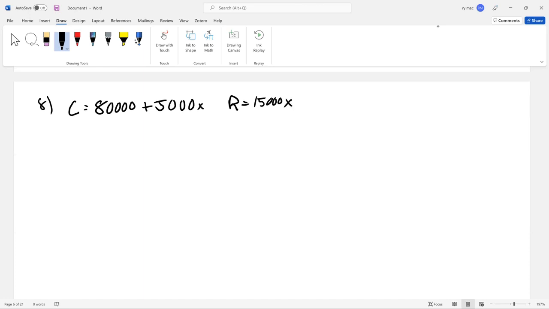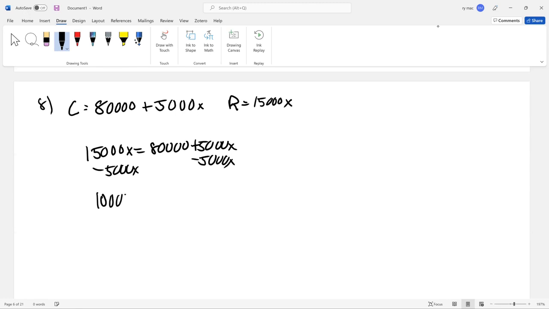So now I have to set those equal together. So I'll say 15,000x is equal to 80,000 plus 5,000x. Subtracting 5,000x on both sides, I get that 10,000x is equal to 80,000. Divide by 10,000. I get that x is equal to 8. So in terms of what this means, you need 8 sold out performances to break even.